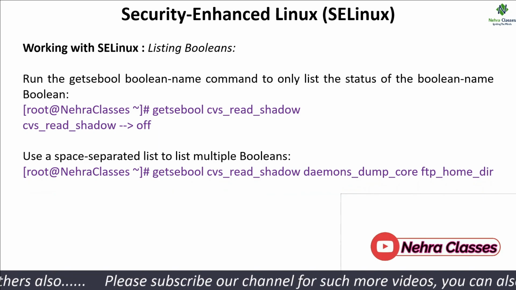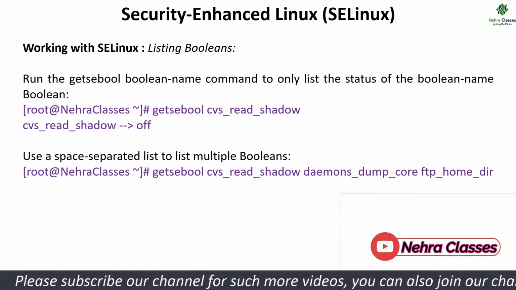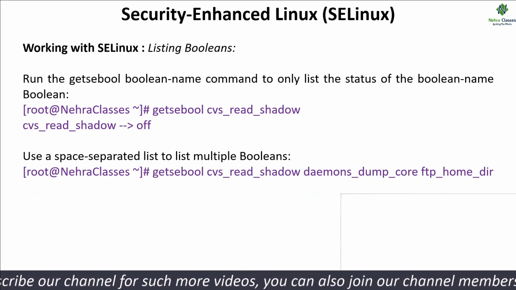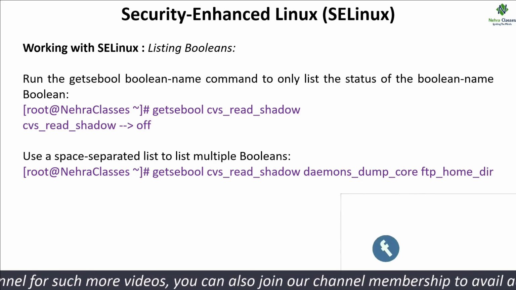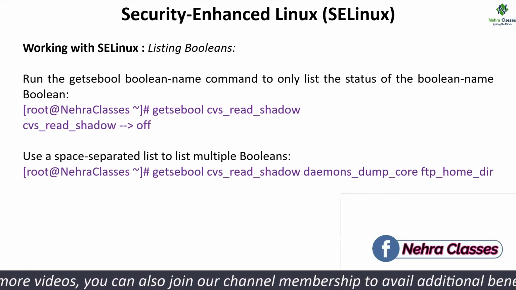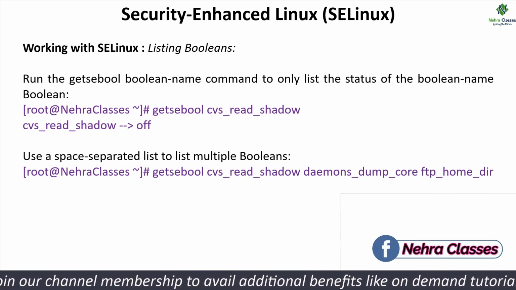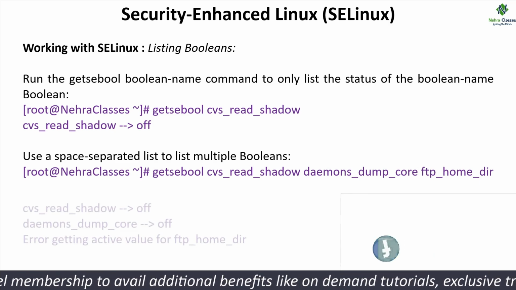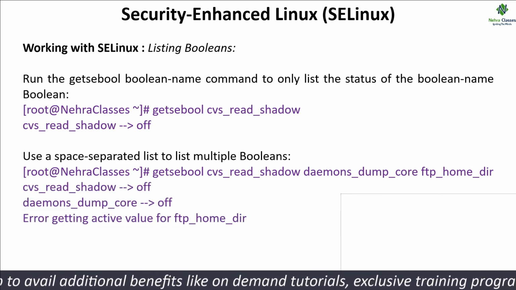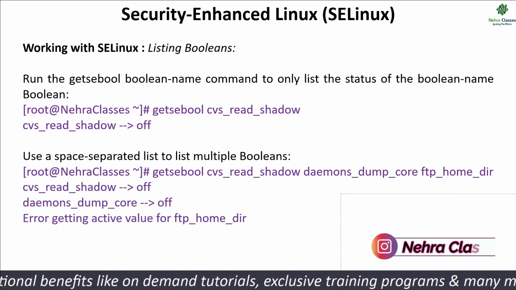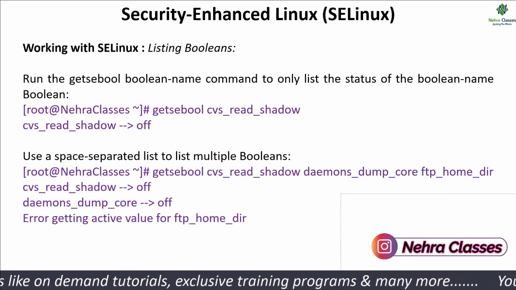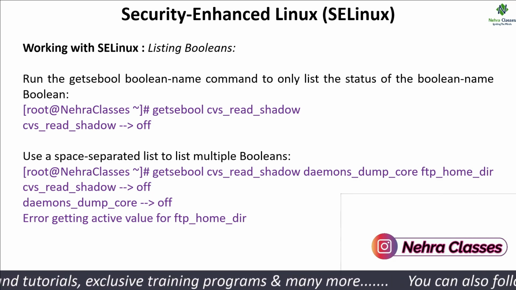For example, let us suppose I want to see the details of cvs_read_shadow as well as daemons_dump_core as well as ftp_home_dir. So I can execute the getsebool command for these three and it will show us the details of these three only. The output will show us the names of the booleans as well as their states.